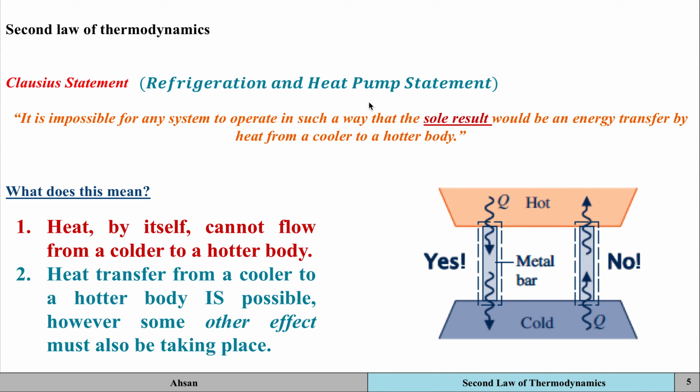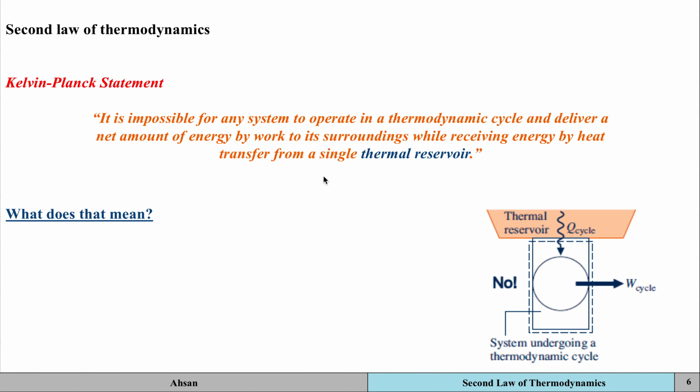And that is also why this statement is known as the refrigeration and heat pump statement. Then we've got the Kelvin-Planck statement. Before we talk about it, we need to understand what the term thermal reservoir means. It's a special kind of ideal system that always remains at a constant temperature, even though energy is being added or removed through it by heat transfer.